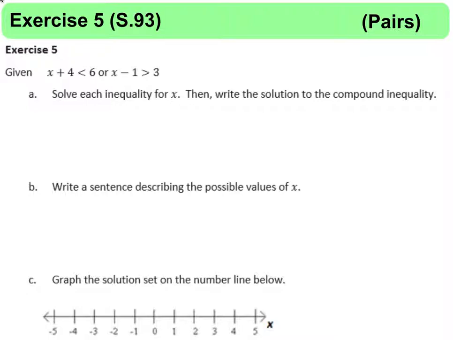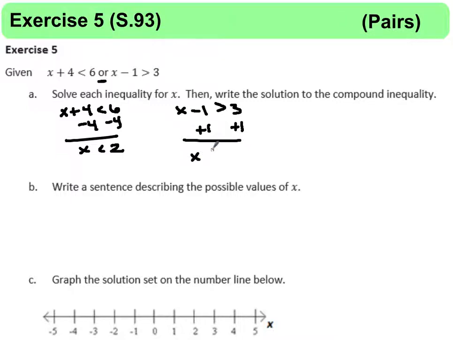It says x plus 4 is less than 6, or x minus 1 is greater than 3. It wants us to solve each inequality for x, and then write the solution to the compound inequality. If we look at x plus 4 is less than 6, we'll subtract 4 on both sides, and so x will be less than 2. As for x minus 1 is greater than 3, we'll add 1, so x will be greater than 4. If we want to write the full answer, we would say: x is less than 2, or x is greater than 4.